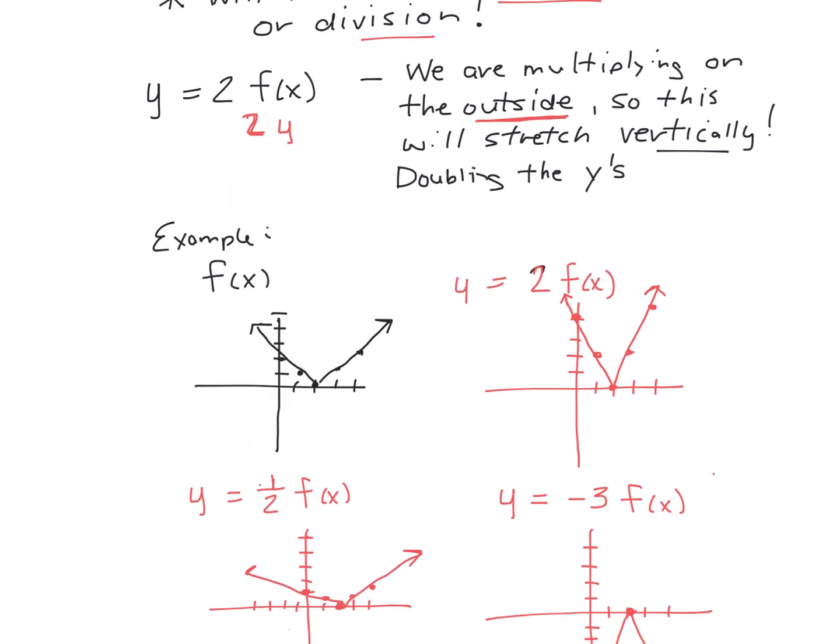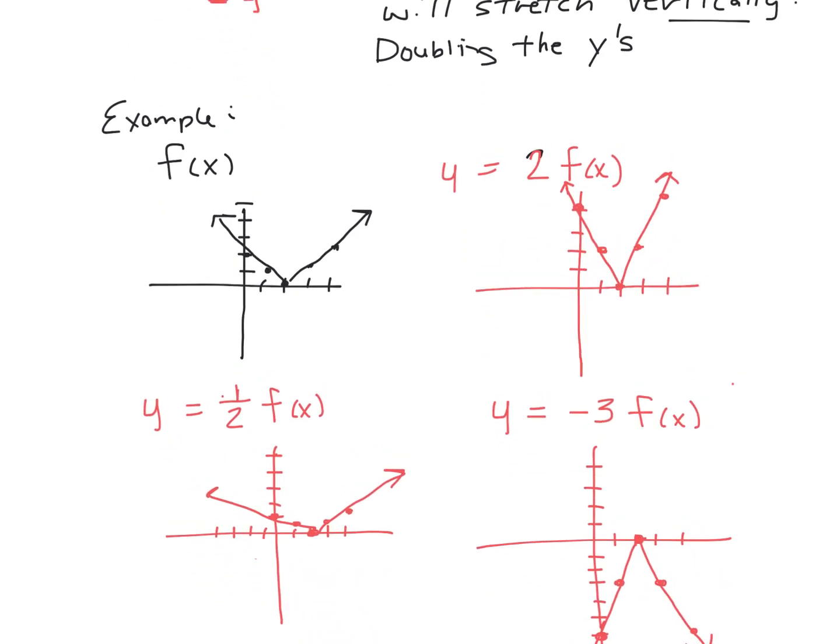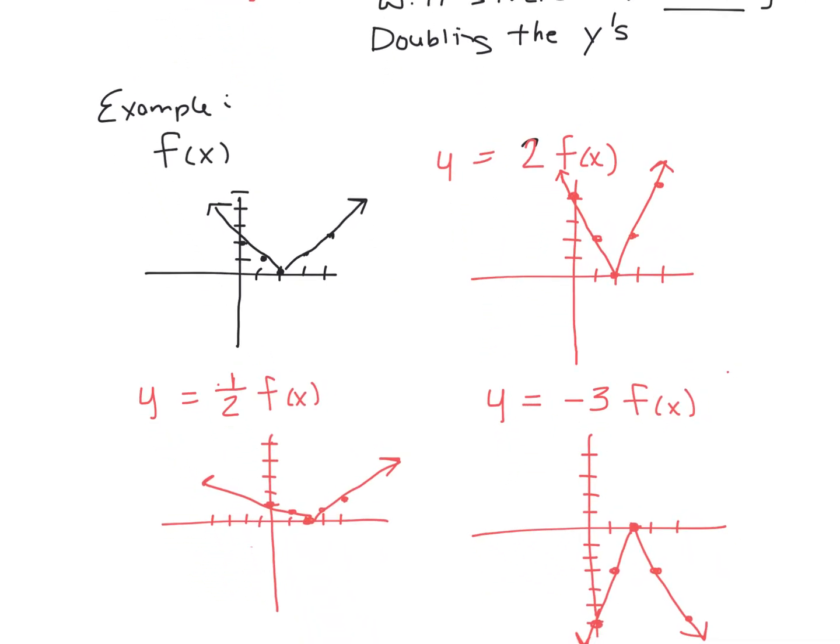All right, so an example of this, if I start with f of x being this absolute value graph, starting at 2, 0, we're going up 1 over 1 on both sides. And I want you to graph y equals 2 times f of x. So this is going to double the y's, which is going to vertically stretch the graph. And it's important to note that a vertical stretch is the same as a horizontal shrink.